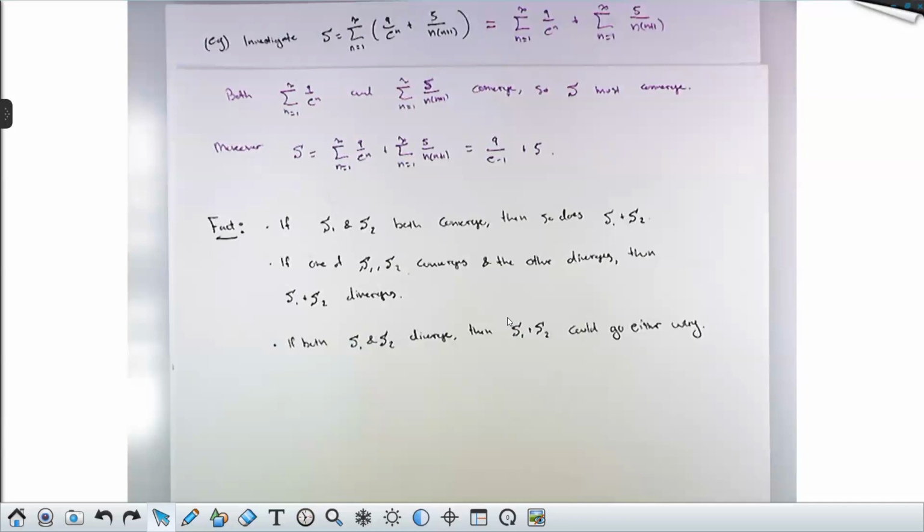But again, if they're both positive terms only, then the sum would automatically diverge. This is one of those tricky test questions where your intuition can get the better of you. But the most important results here are these two, the ones that we use a lot. Convergent plus convergent is convergent. Convergent plus divergent is divergent. If they both diverge, it could go either way.